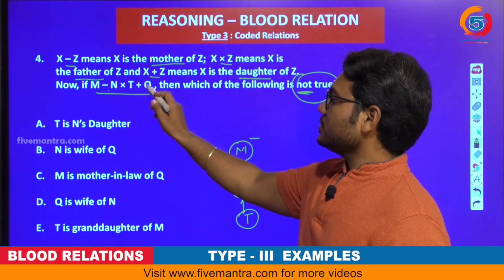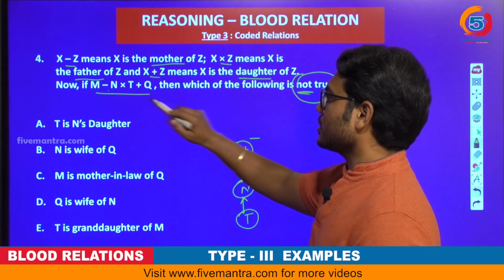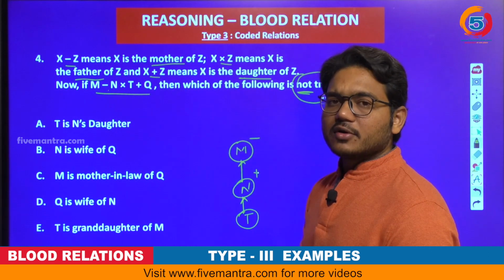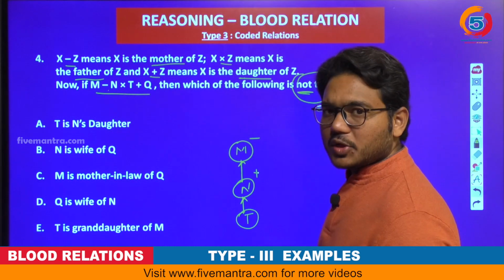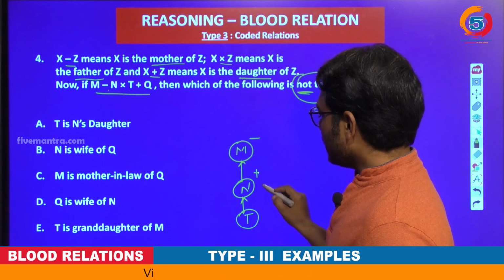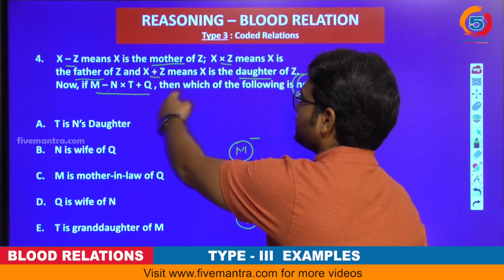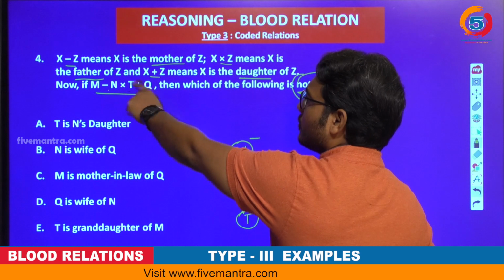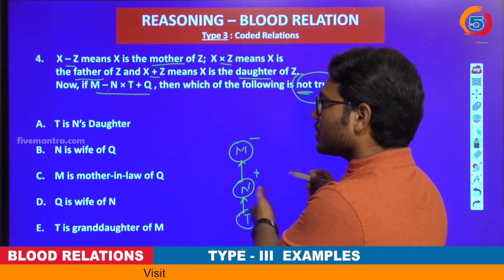Then coming to the next relation, T plus Q. T is plus in the sense daughter. So T is daughter of Q. T is daughter of Q. So where can you write this? Already T we have identified. N is father of T. So T is daughter of Q.